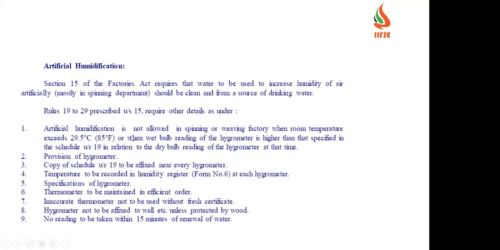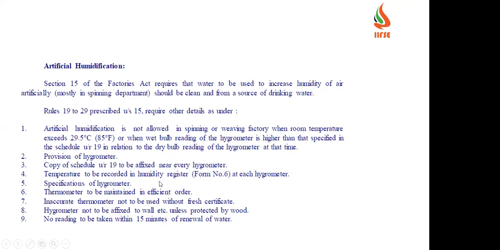So artificial humidification is not allowed in the spinning or weaving factory when the room temperature exceeds 29.5, or the wet bulb reading of the hygrometer is higher than that specified in the schedule under section 19 in relation to the dry bulb reading of the hygrometer at the time. Artificial humidification, in the sense, means we are increasing the water content in the atmosphere. It is not allowed if the temperature is 29.5. And we have to make sure provision for the hygrometers to calculate the temperature.